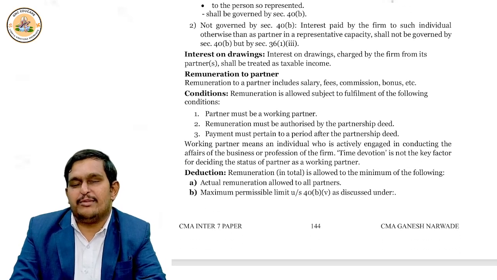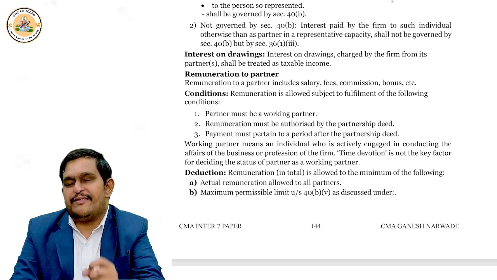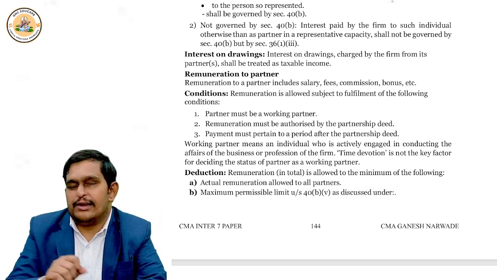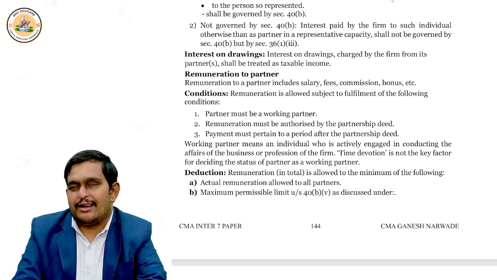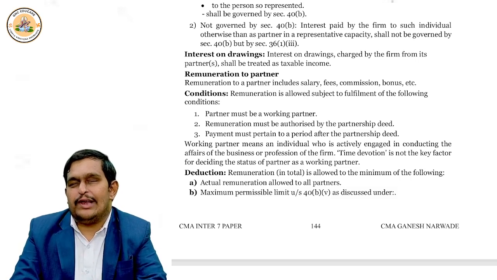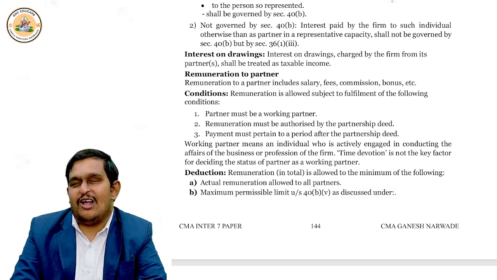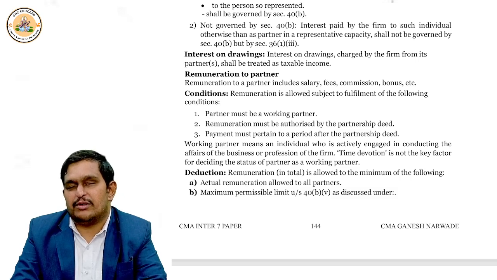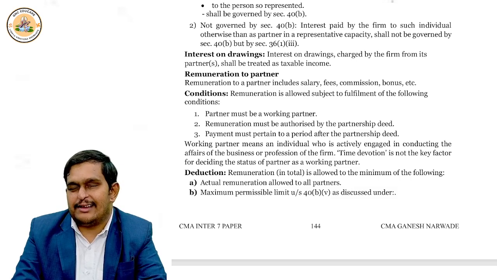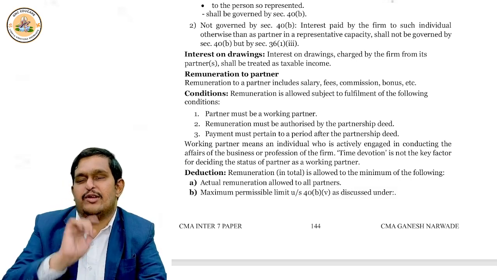Remuneration means what? We generally think remuneration means salary only. But remuneration can be salary, can be fees, can be commission, can be bonus, can be all of this together or some of this together. So whenever in a question they give salary to partner, fees to partner, commission to partner, bonus to partner, till now we don't have any such question in CMA books. But still, if they give like that, then add all this and say this is the remuneration amount. Now remuneration is clear: salary, bonus, commission, fees is remuneration.